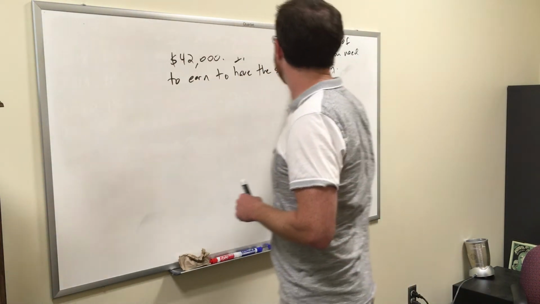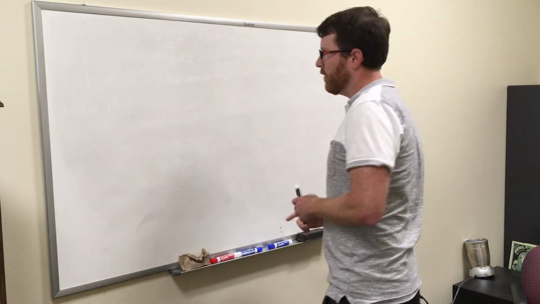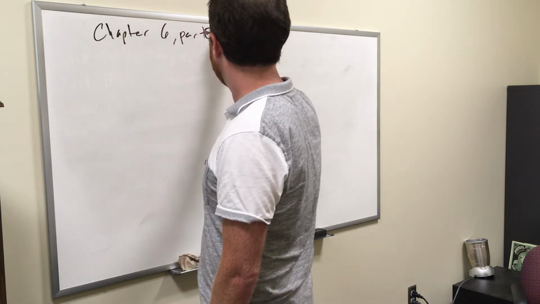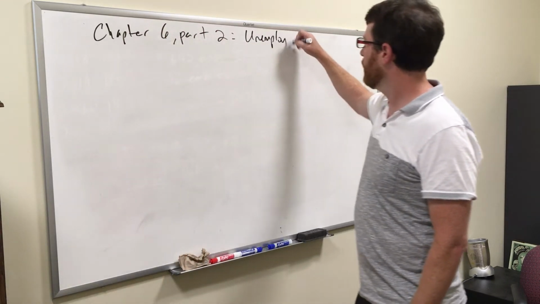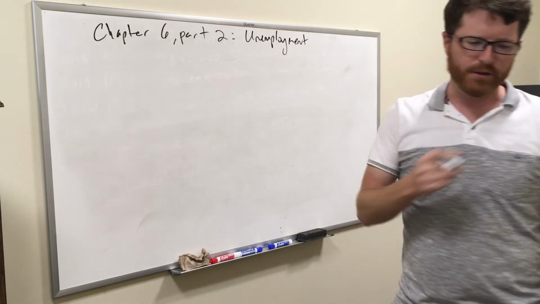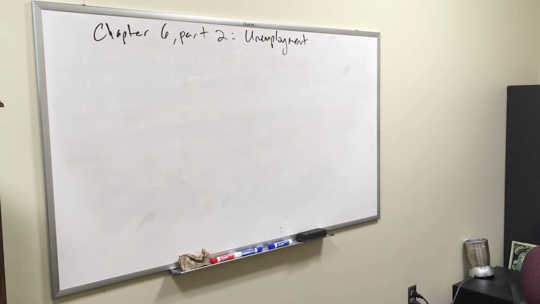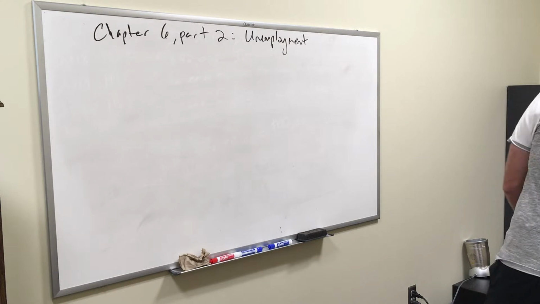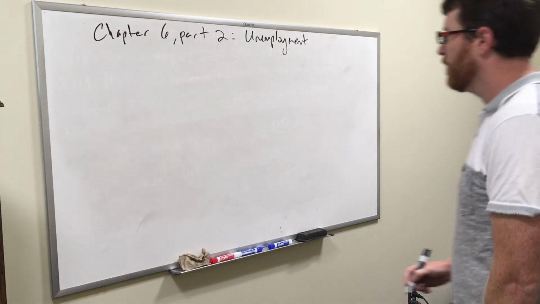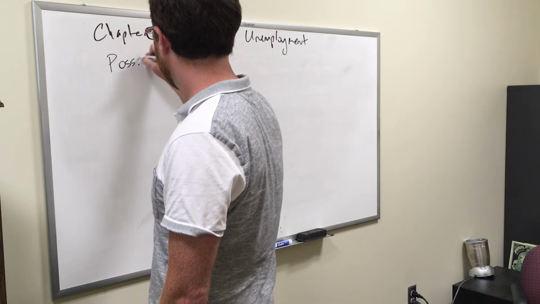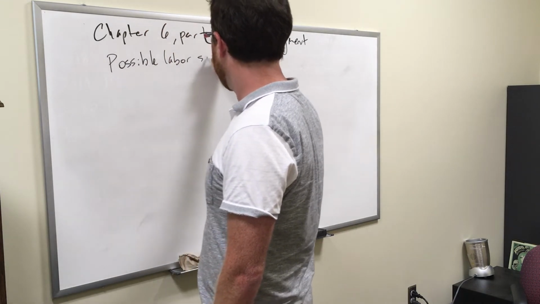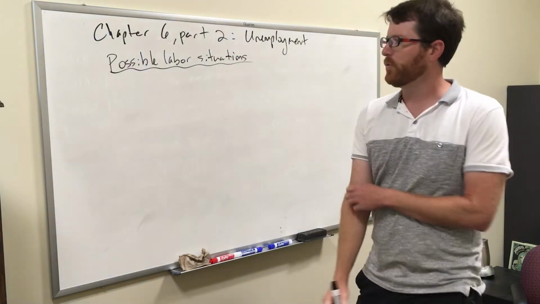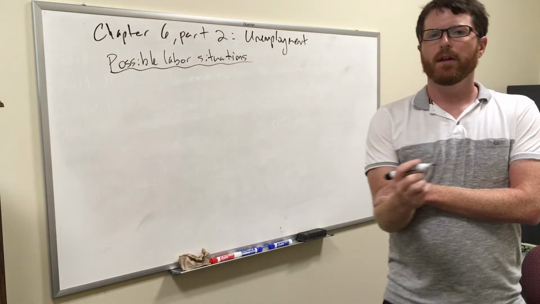Okay, so that takes us past part 1 and moves us up to part 2. This is chapter 6, part 2 now, and this is the focus on unemployment and the labor market in general. And so to get at this concept, to introduce it here, let me give you some possible labor situations of what you might be considered.